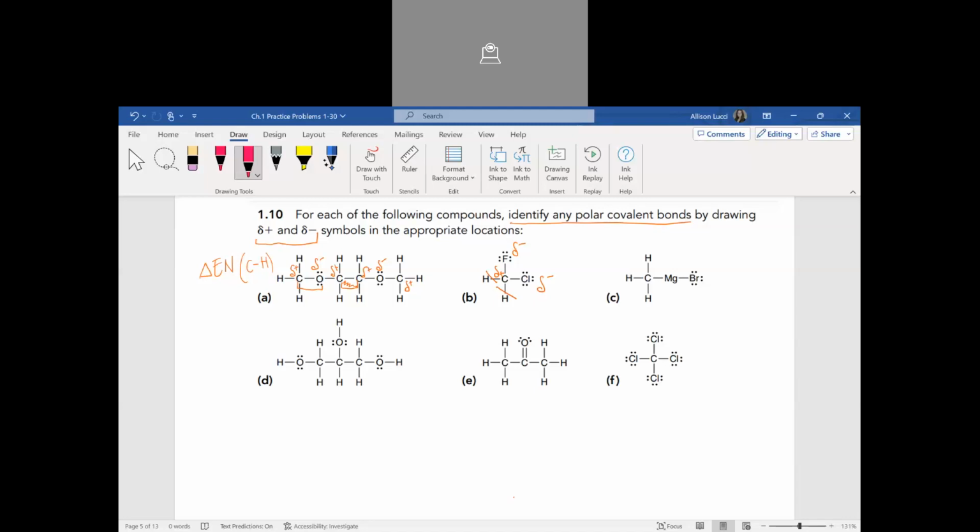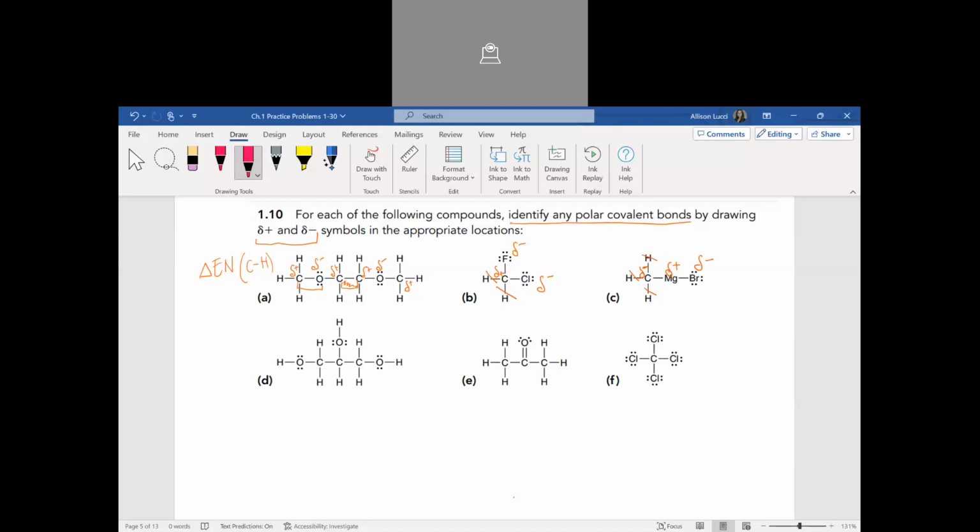What we need to note here is that the most electropositive atom is our magnesium. So this polar bond will have a negative charge on the carbon. These are all nonpolar bonds. And then we'll also have a negative charge on this bromine. So we'll have 3 partial charges in molecule C.